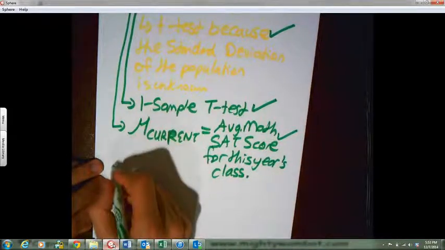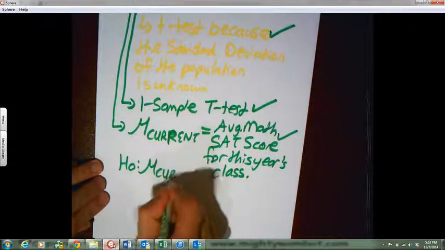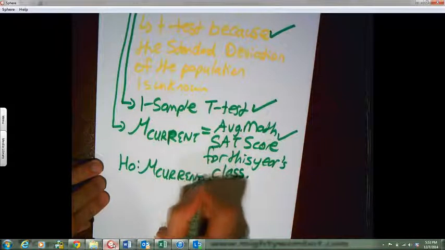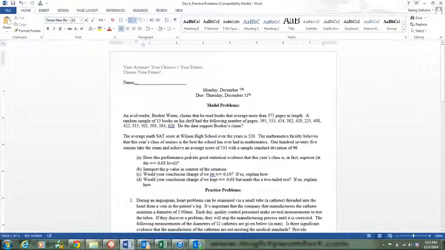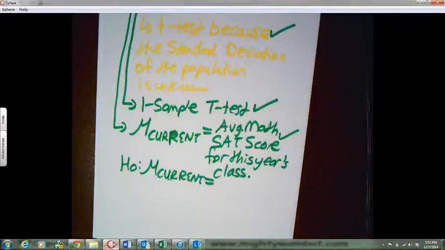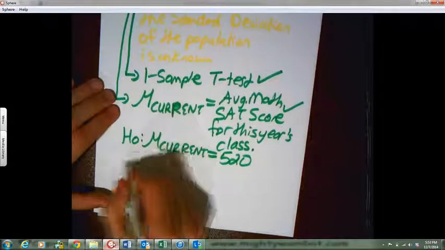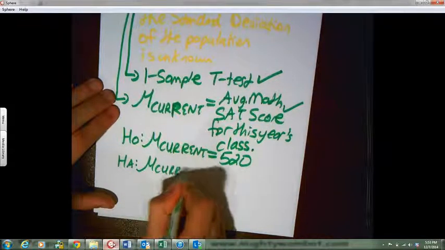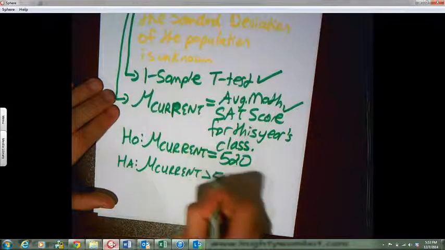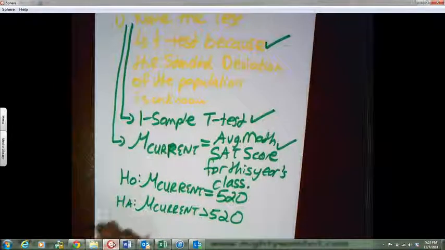And the last thing is the null hypothesis is that the current equals what they used to have. What did they used to have? 520. And the alternative is that the current is greater than 520. Alright, that's step 1. Name the test.